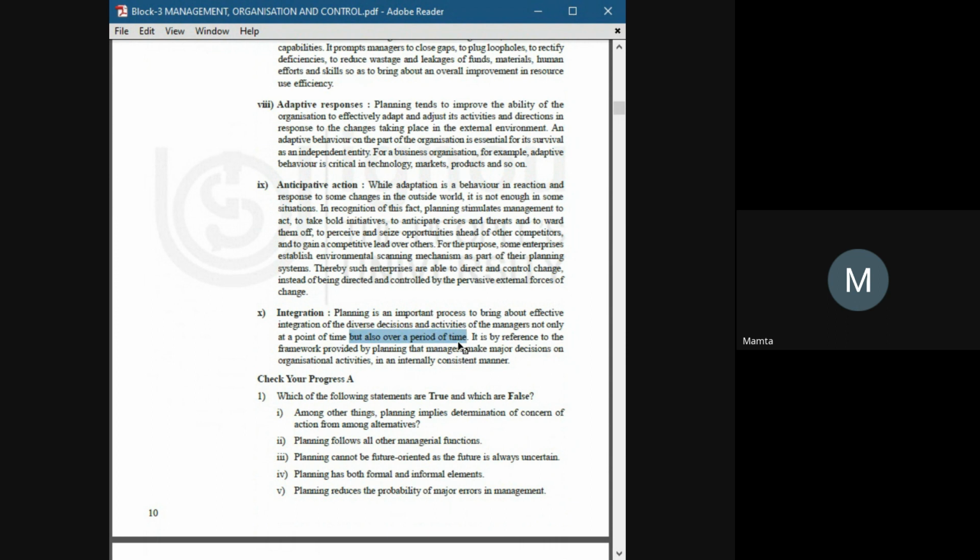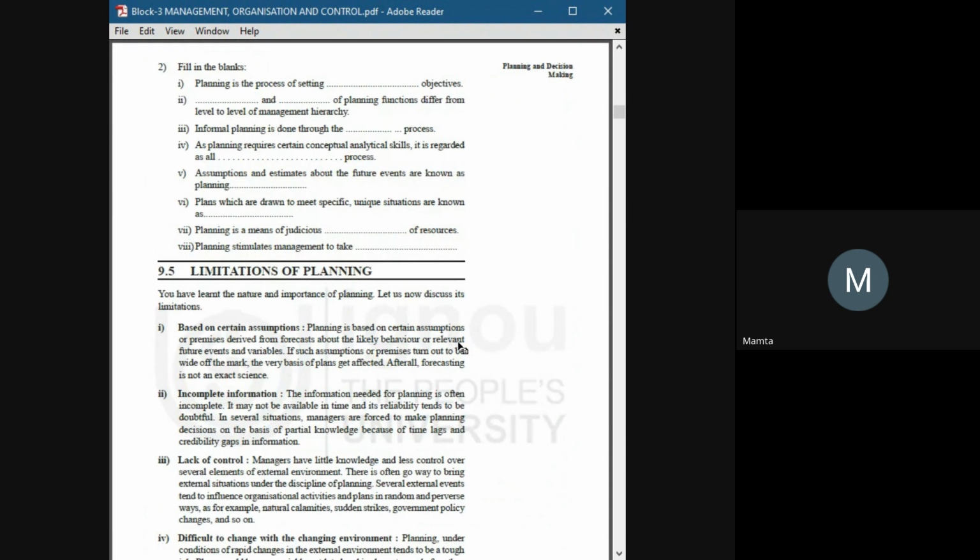Now we will move further. There are some limitations of planning.